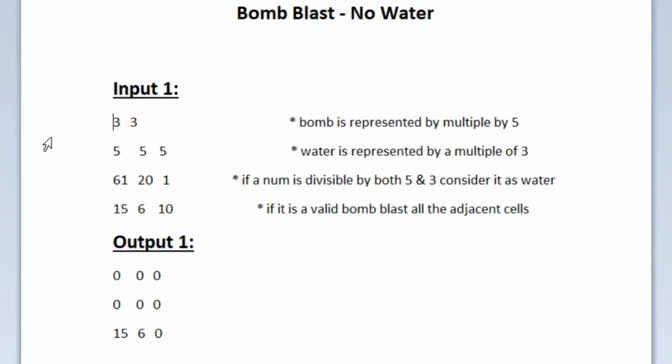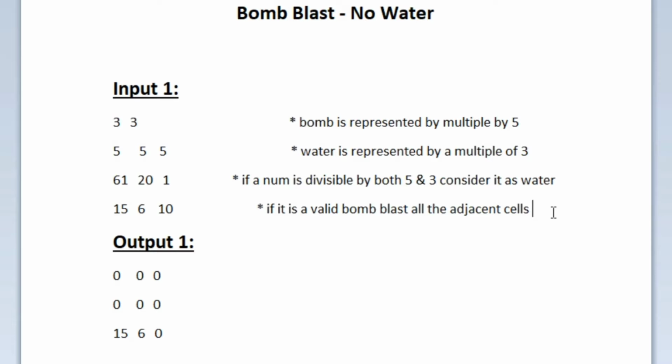Now, in this integer matrix, if an integer is a multiple of 5, then it is a bomb. So the bomb is represented by a multiple of 5. Similarly, if an integer is a multiple of 3, then it is a water. But if an integer is divisible by both 5 and 3, then it can be either a bomb or a water, but it should be considered as a water. And finally, if the integer represents a valid bomb, then it should blast all of its adjacent cells. That is, it should blast its left, right, top and bottom cells.